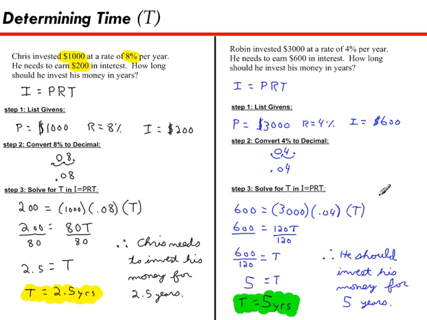And here's the posted solution. Turns out Robin needs to invest his money for 5 years. And we got that answer by first listing our givens, then converting 4% into a decimal, and finally we plug our values in for I, P, and R into the simple interest formula, and we solve for T, 5 years.